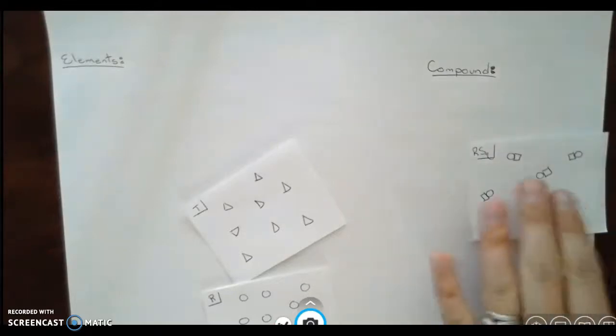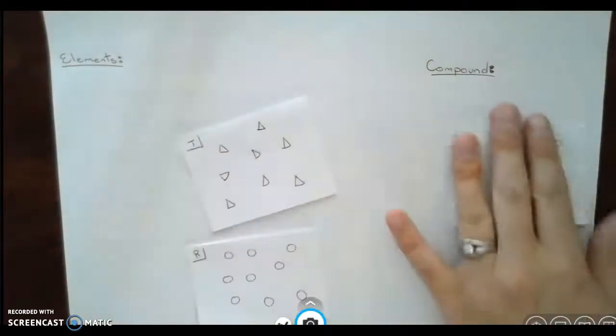Okay, so now that we've talked about the classification of matter, let's see it in action a little bit more. All right, so we're going to be talking about elements and compounds. So initially, if I gave you some of these, we would want to classify these.